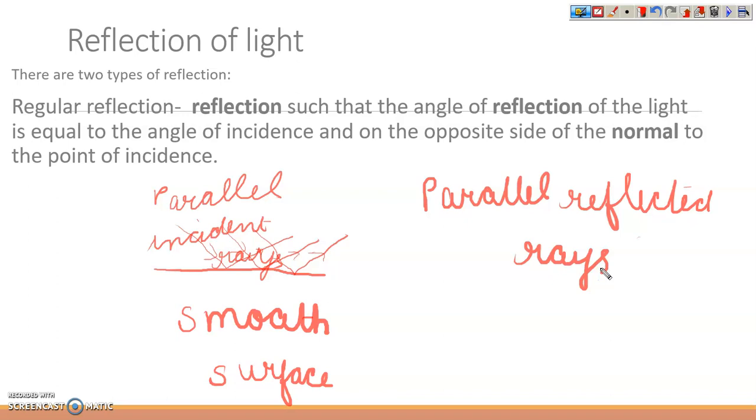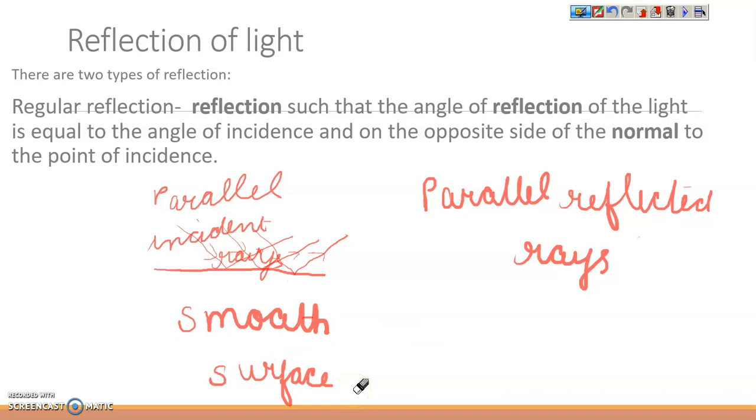In this one, there are 2 points you should understand carefully, which I will tell you now. First, a parallel beam of light is reflected as a parallel beam in the same direction to form clear images. And then the regular reflection, as you can see here, occurs on a smooth surface. As I told you, it occurs on a smooth surface.